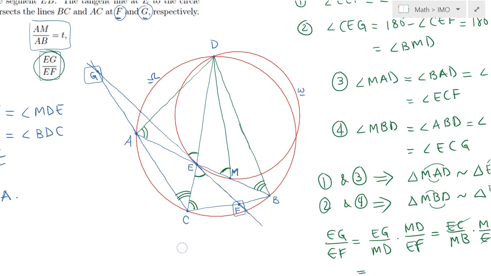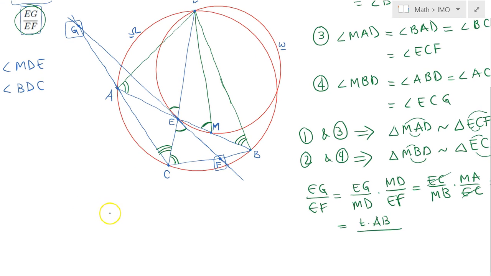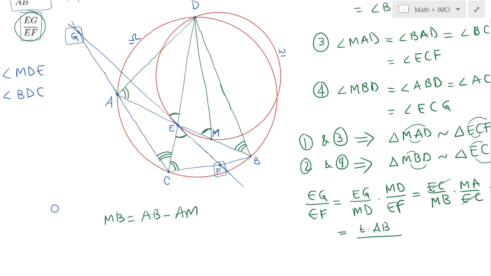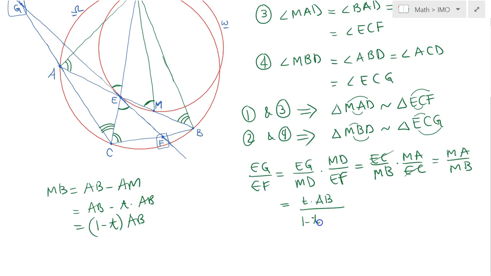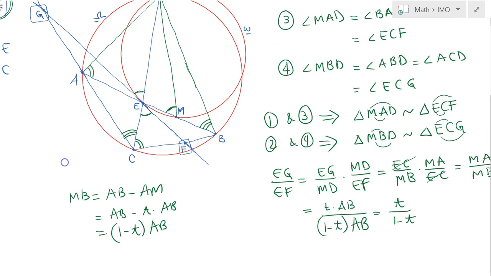Going back to the given in the problem, notice that AM over AB is equal to T, implying that AM is simply equal to T times AB. In a similar way, you can easily see in the picture that MB is equal to AB minus AM, which is AB minus T times AB, which is 1 minus T times AB. So plugging it in, we come up with the final result, T over 1 minus T, and this is the expression for EG over EF in terms of T, and we are done.